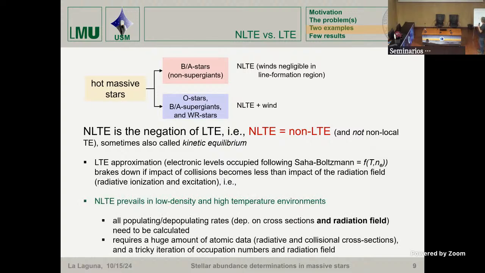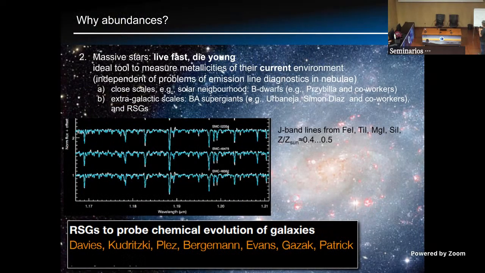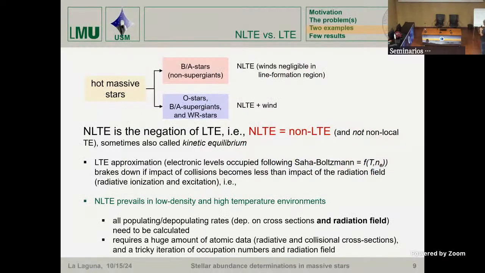So what you have to do is calculate any kind of populating and depopulating rate of all electronic levels of all elements, ions, and so on, which are present in your atmosphere, from the radiation field. And this, of course, then also depends on the cross sections. And you also have to account for the weak, but nevertheless present impact of collisions.